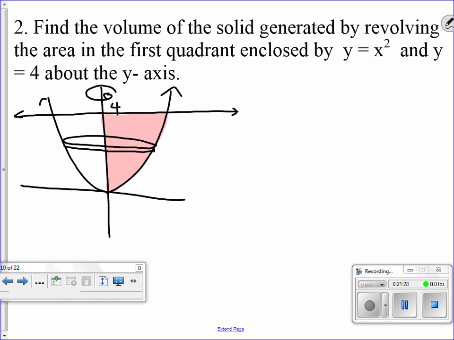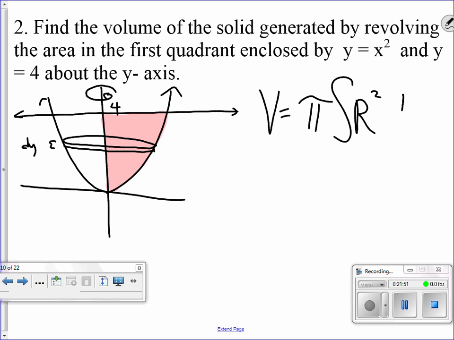Not bad. When you start to write the formula, do you remember what you can pull out front? Pi. And we have the integral of r squared, but you have to tell me if it's dx or dy. dy. This time the thickness of our disk, of our slice, is a small change in y, infinitely small change in y. Nice.